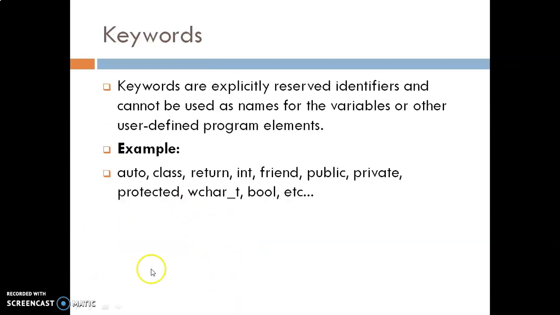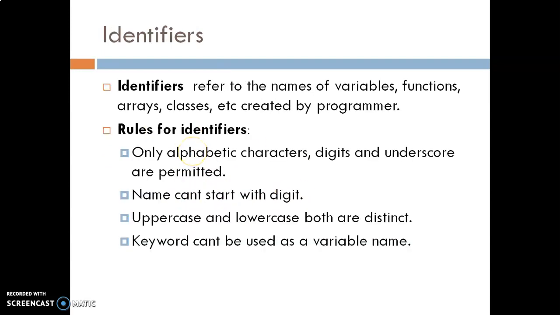Keywords, you all are aware of keywords. There is a list of keywords already available in C as well as C++. Auto, class, return, int, friend, protected, wchar. Just now we had talked about the wchar, boolean, etc. These are all keywords. Identifiers. Identifiers are synonyms for the variables, and the rules that we are using in variables are applicable for identifiers also.